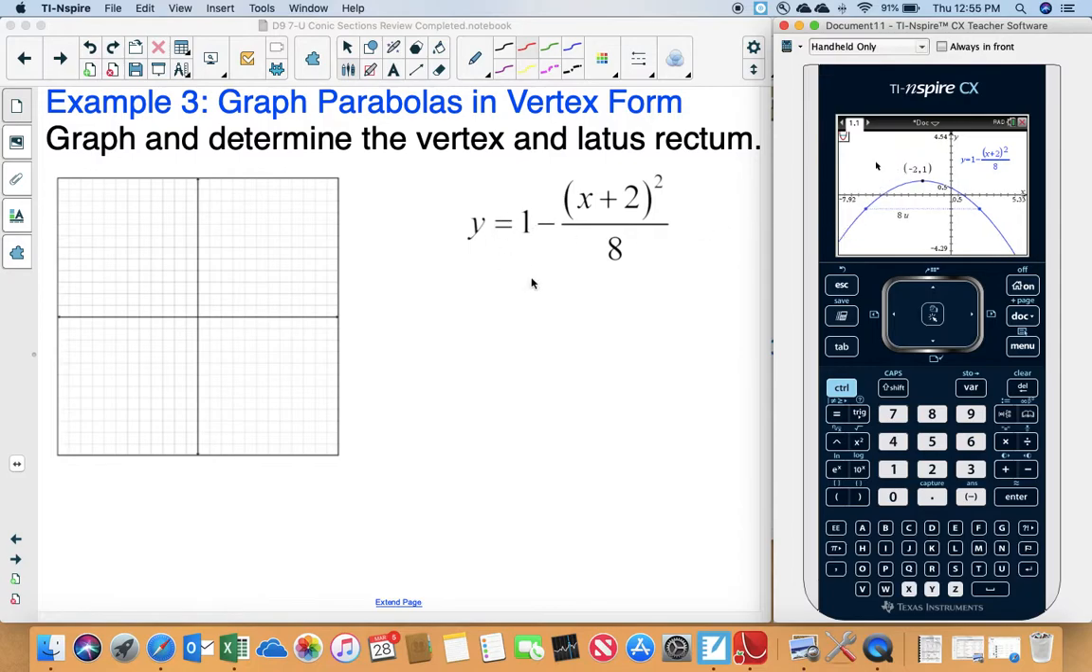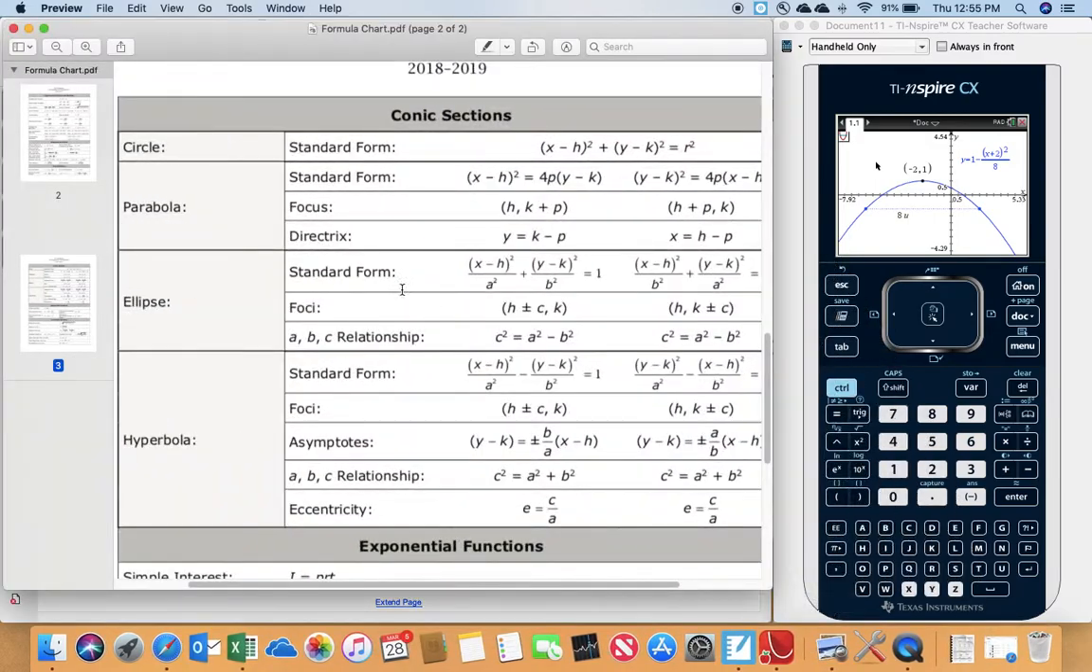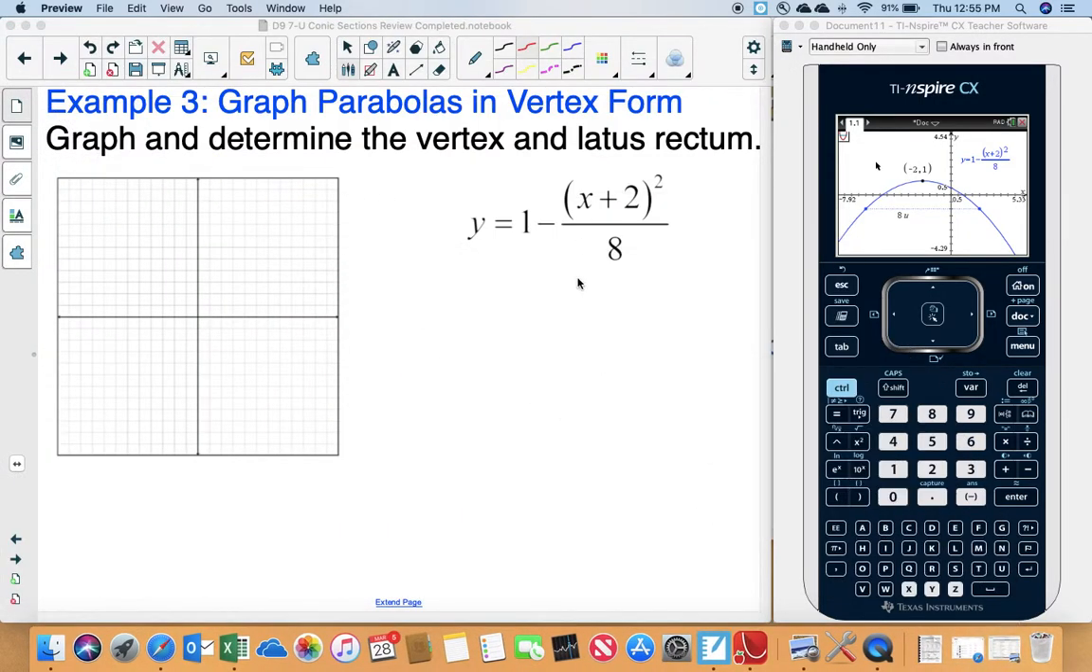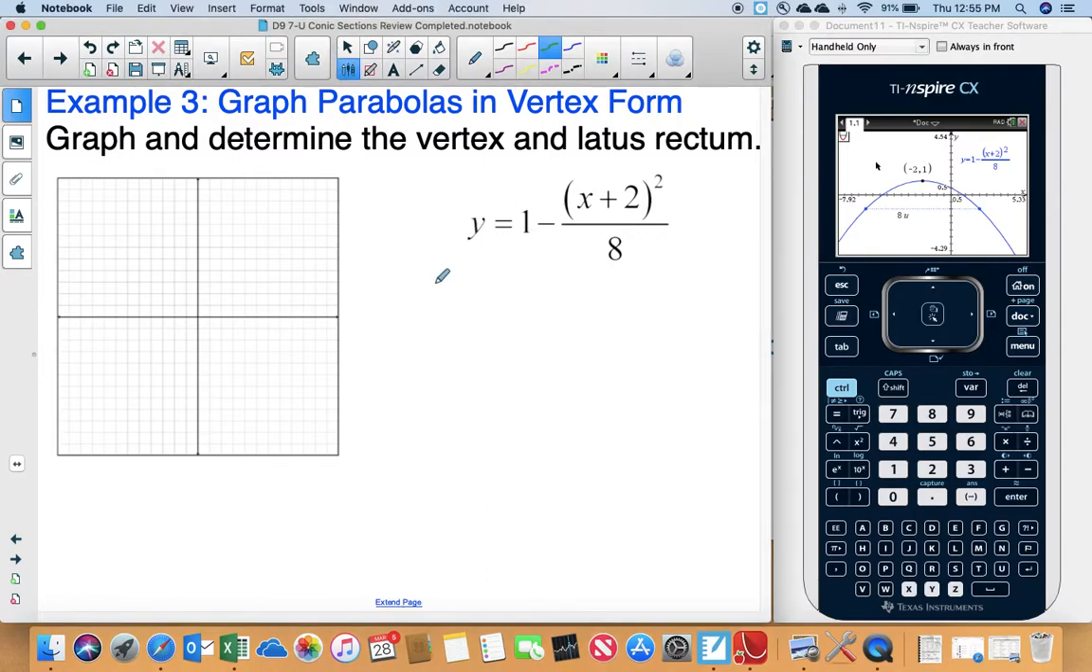Now let's go through how you do it by hand. Notice that this is not in the form that we've been working with for the parabola. We usually have the squared on the left side and the 4p on the right side. So let me now go through how we would solve this. I'm going to first just flip the whole thing around, so I have my square on the left.